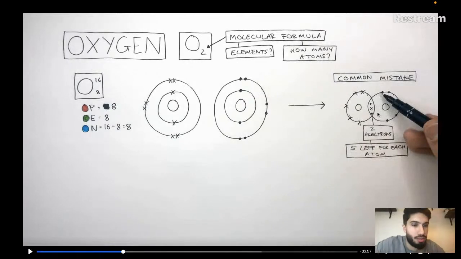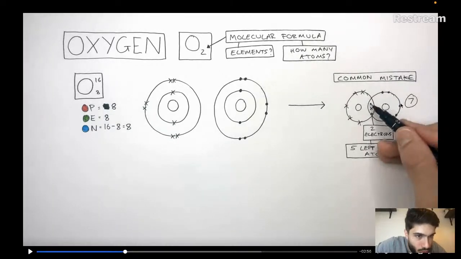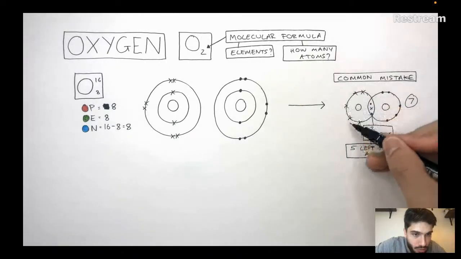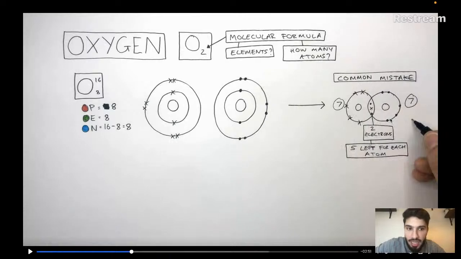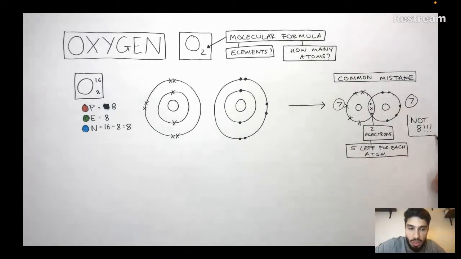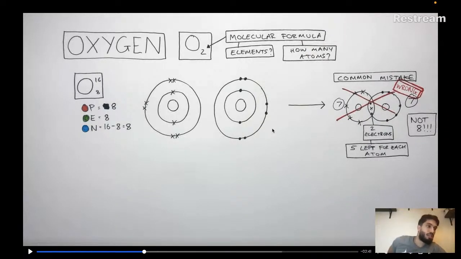Now let's see if that's correct. If you go around this oxygen atom, 1, 2, 3, 4, 5, 6, 7, that means there are 7 electrons. So based on that, each atom has 7 electrons in its outer shell. So it's not stable. This is wrong. I'm showing you a common misconception. Never do it like that, ever.